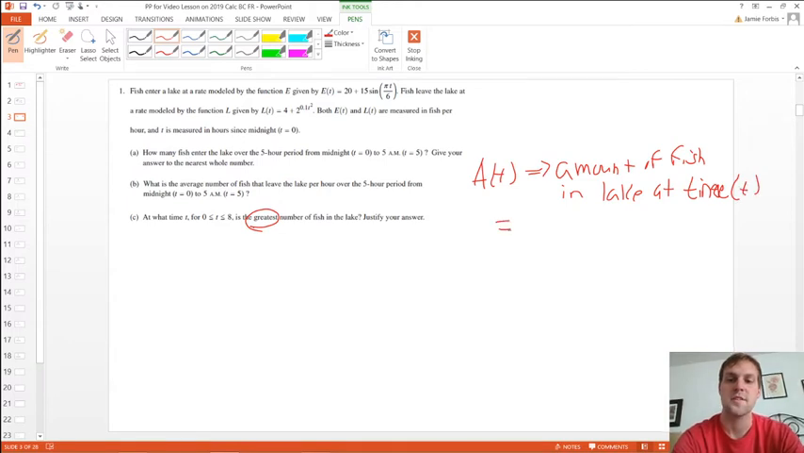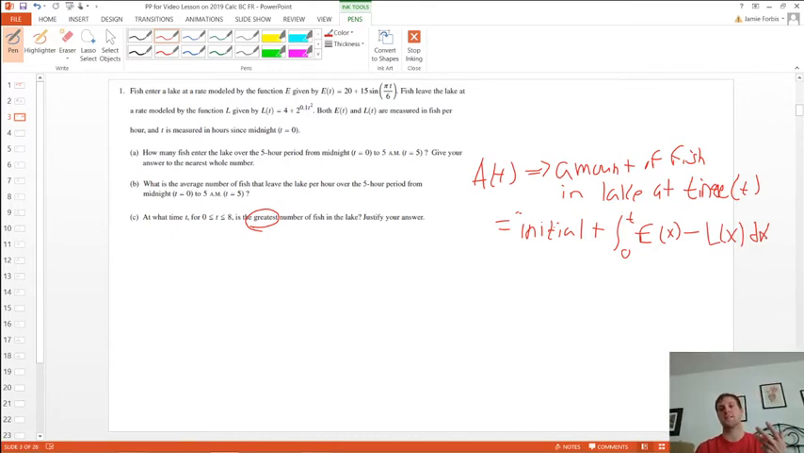Remember how rate in, rate out problems work for amount? It's always the initial amount plus the integral from 0, in this case our initial time, to t of my rate in, which is E of t. Since we've already used t, I'm going to say E of x, minus L of x dx. Okay, so that's the formula, right?